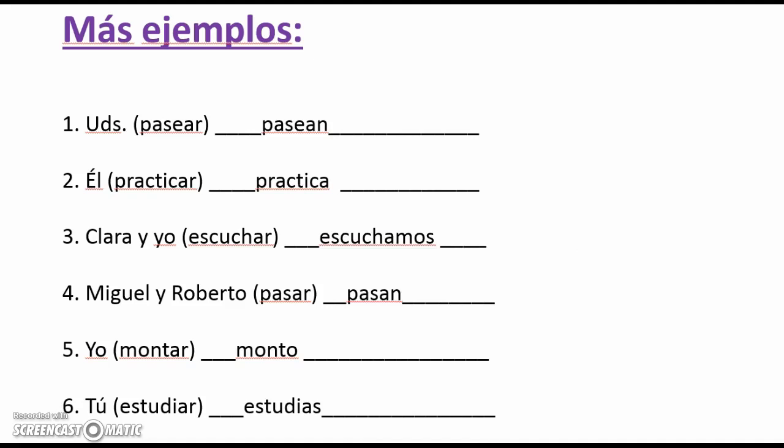¿Cómo fue? Miren las conjugaciones. So, did you figure out that since número 1, we're talking about ustedes, all ustedes conjugations end in an in the presente con los verbos ar. So we have, instead of pasear, pasean. Él practica. Nosotros, Clara y yo, is talking about nosotros, escuchamos. Miguel y Roberto pasan. Yo monto. And tú estudias.